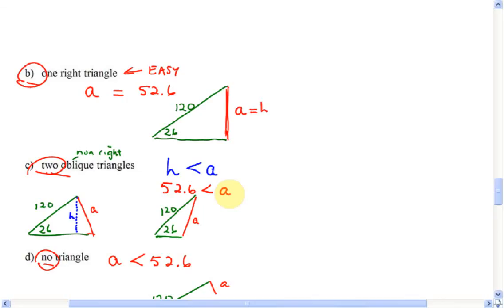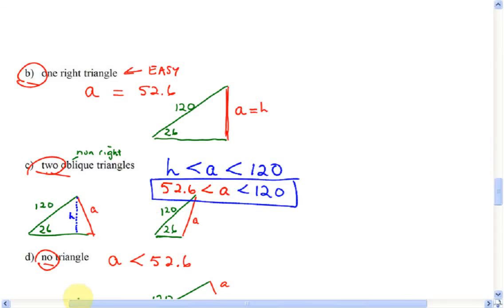Yeah, be careful. This side A, the hypotenuse, can't be bigger than 120, right? If it's bigger than 120, it changes the whole triangle. So be careful. 119.99, that's right. So let's put one extra thing here. It also has to be less than this 120. Okay? Tricky one. Star, highlight.